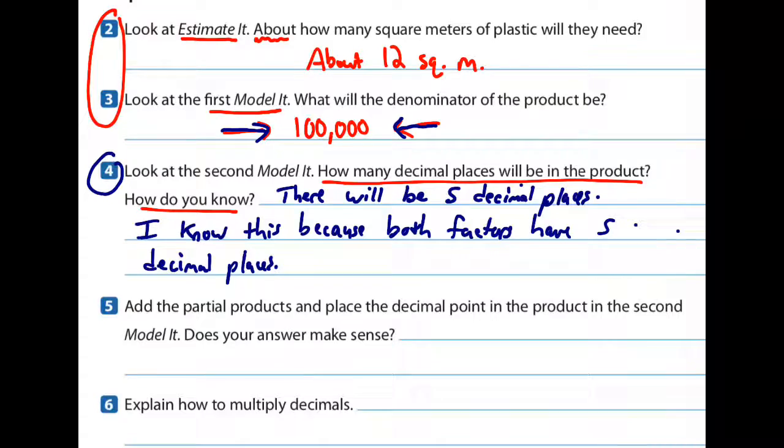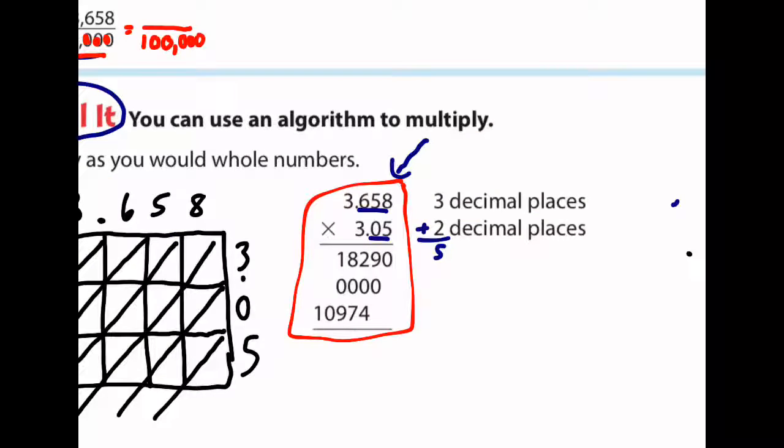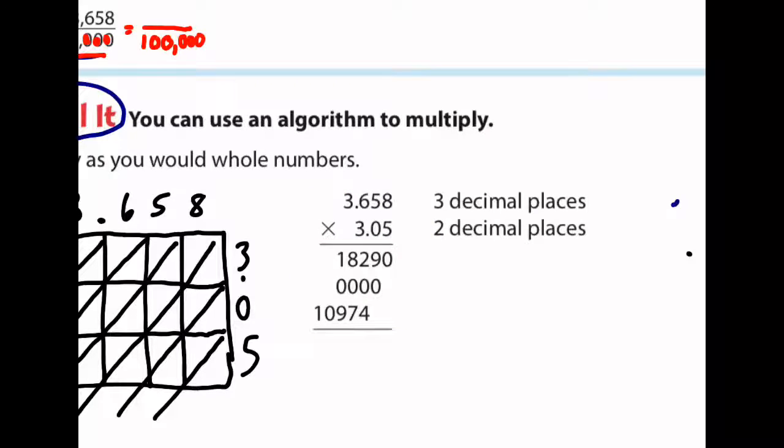Now, number 5, it says add the partial products and place the decimal point in the product in the second modelet. Does your answer make sense? So let's go look at what you're going to do. Now, you are going to add the partial products. Now, here's what they mean by the partial products. The partial products are these numbers you get down here. So they did all of the multiplying for you, the 5 times everything, the 0, and the 3. So you just need to add those partial products.